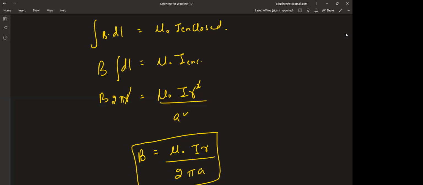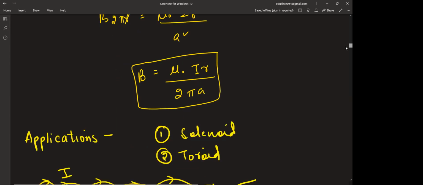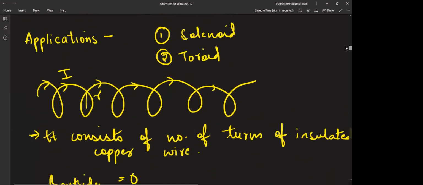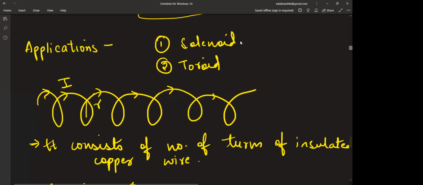Class, among the applications of Ampere circuital law, we have two devices, solenoid and toroid. So briefly, I'll tell you today, the rest of the details we'll do in the next class. So solenoid is basically turnings of insulated copper wire in a spiral, helical form. This is known as a solenoid. And if you join the two ends of a solenoid in the form of a circle, that device is called a toroid. Fine, this is the solenoid, this spring one, and the toroid is the circular one. Write this down. These are the applications of Ampere circuital law. Two devices come, solenoid and toroid.